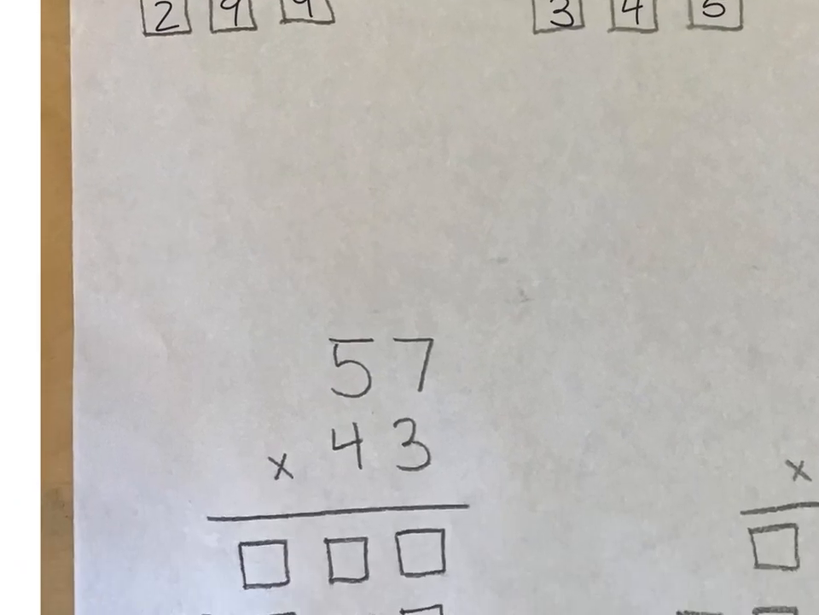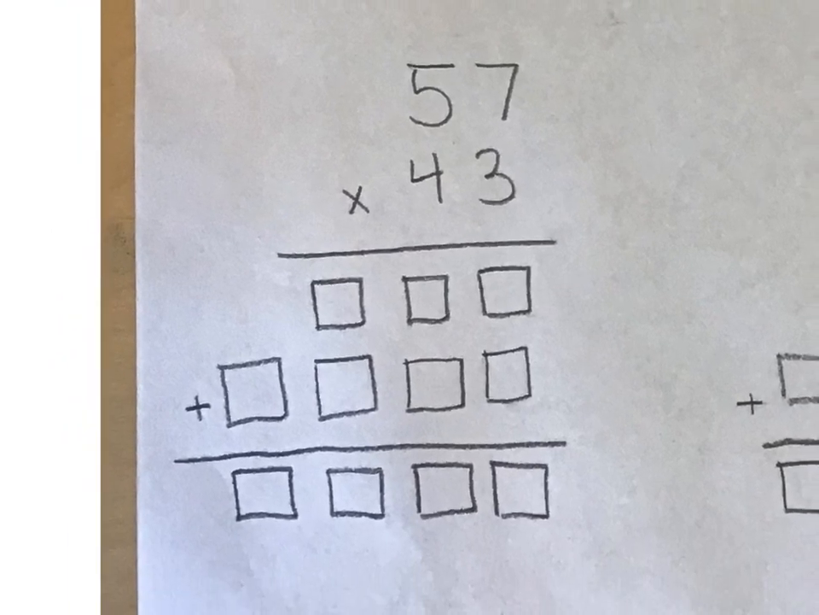Let's move on down to the bottom. 57 times 43. Going to go through the exact same process. Ones times ones, ones times tens. Oh, better make sure we're using the right color. Ones times the tens, tens times the ones, tens times the tens.